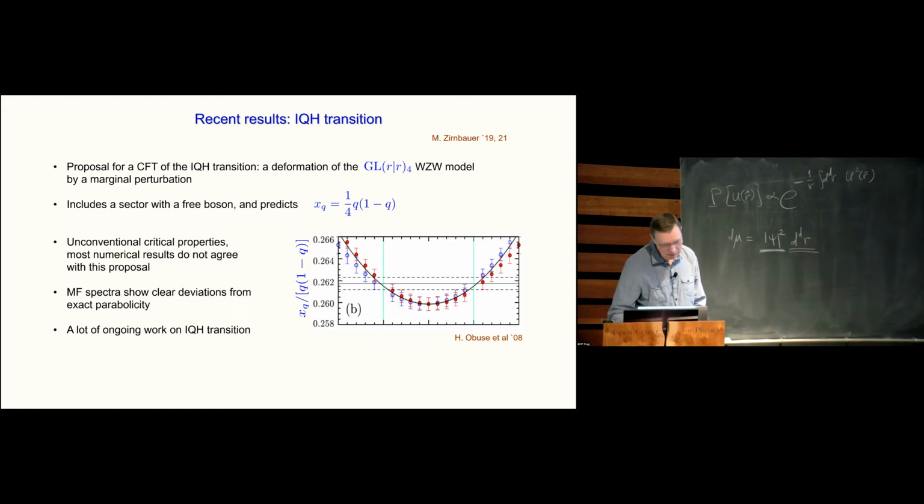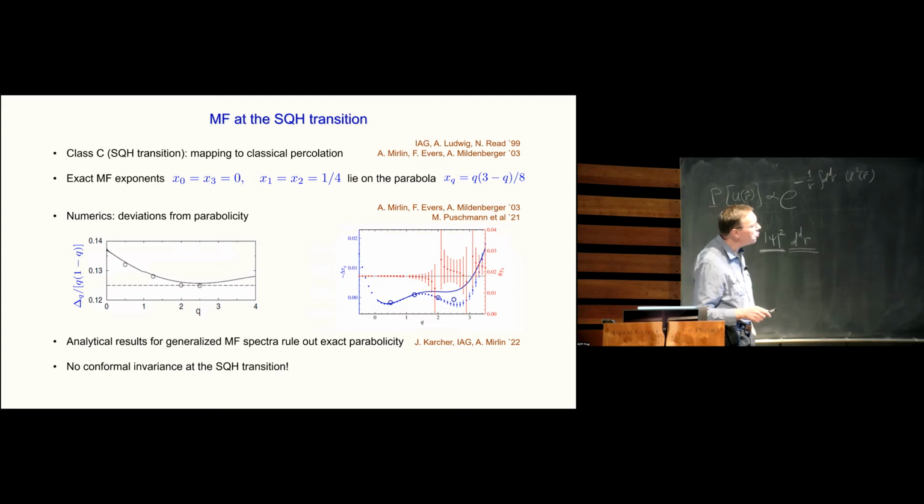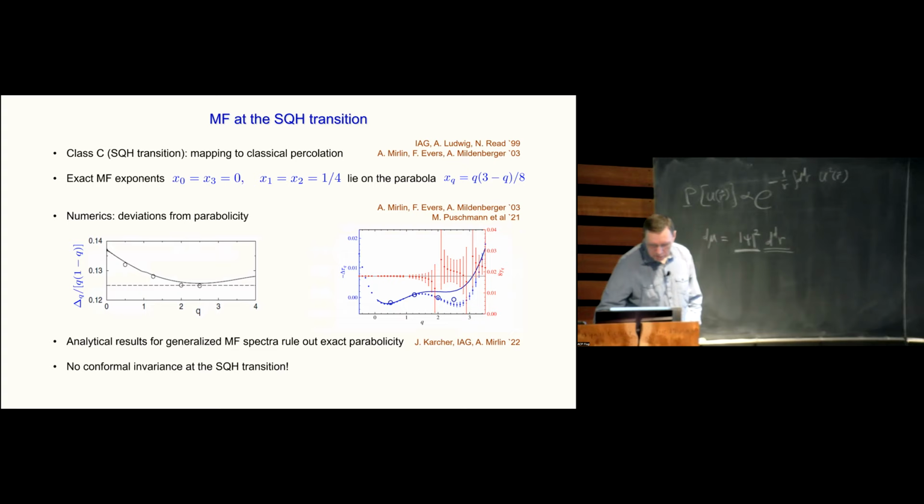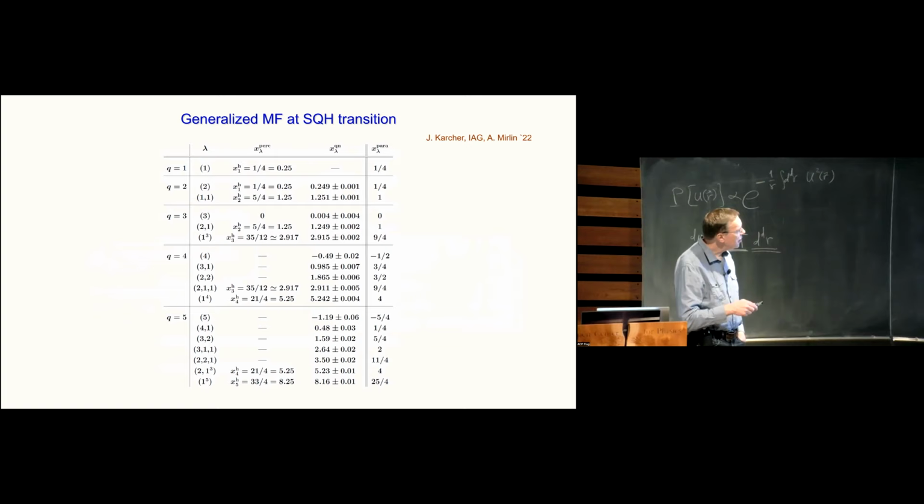And there's this other transition, the spin quantum Hall transition in class C, that again shows deviations from parabolicity. Moreover, we can compute some exponents analytically. I'm not going to give you all the details here, just give you a table. Some observables labeled by Young tableaux. We can compute their dimensions numerically, and some of them analytically. And this is the prediction of parabolicity from conformal invariance. We clearly see the deviation. It takes some number, 4 and 5.25 are not the same, really. Big deviations.